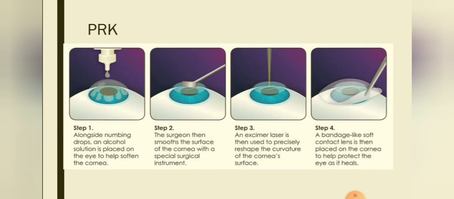So now let's move to PRK. PRK is also a flapless laser treatment where the superficial corneal layer is removed by using alcohol, and after that laser is used to flatten the corneal curvature. That means to change the corneal curvature, laser is used without creating any flap, that is known as PRK or photorefractive keratectomy.